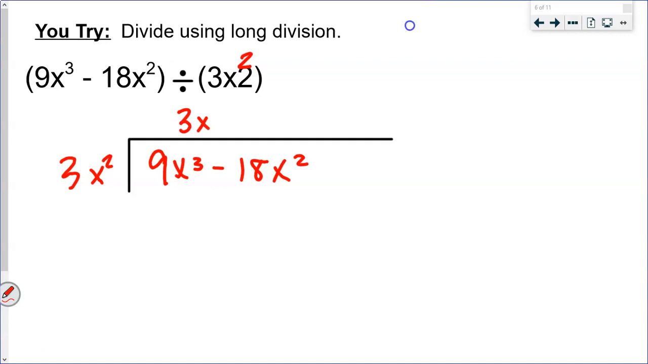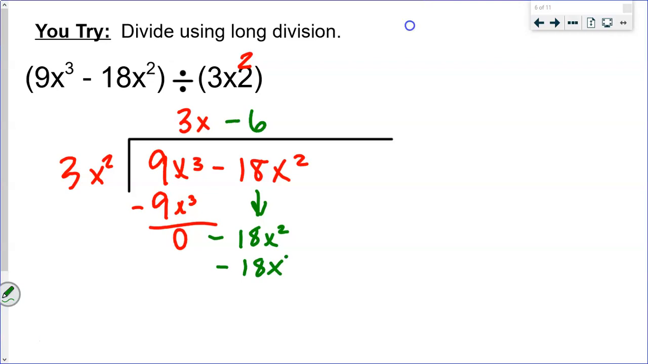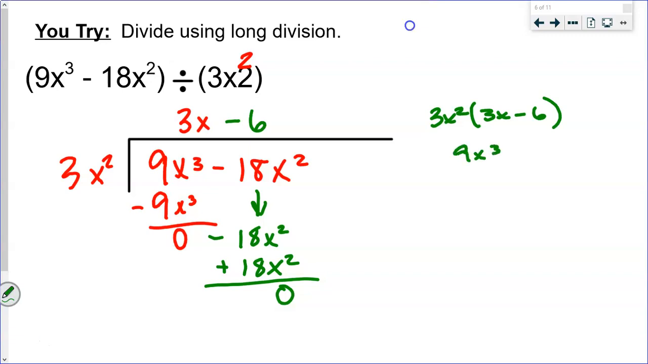So when I do that, again, I get 9x to the third. Remember, we're going to subtract that, right? So now we get 0 here. We're going to bring down our next term. So this is going to be minus 18x squared. What do I have to multiply by 3x squared to get negative 18x squared? Negative 6, right? So that gives me negative 18x squared. Again, remember, we're going to subtract it, so we're going to change the sign so we get a remainder of 0 again. So once again, if we want to check this, we can do 3x squared times 3x minus 6. 3x squared times 3x is 9x to the third, and that's going to be minus 18x squared, right? And that's what we had there.